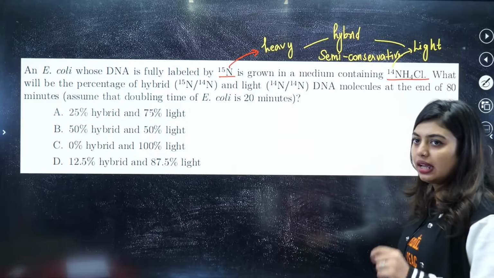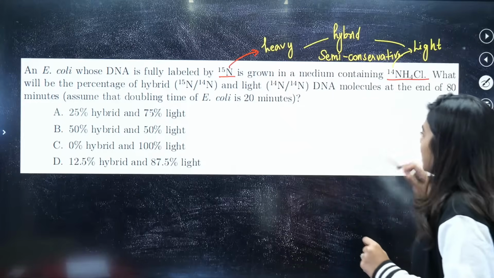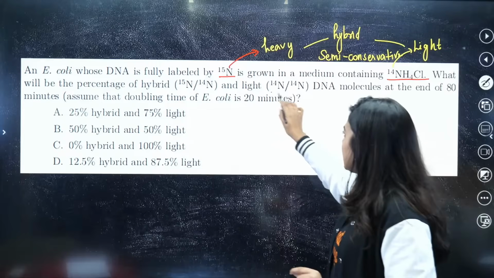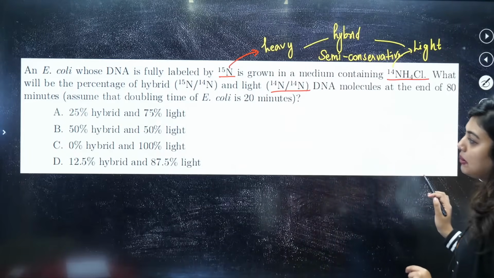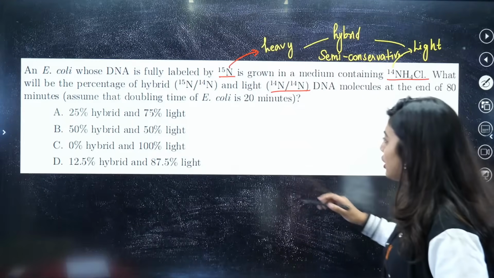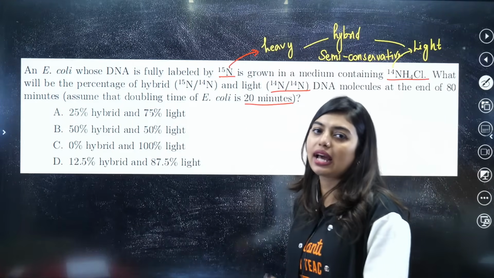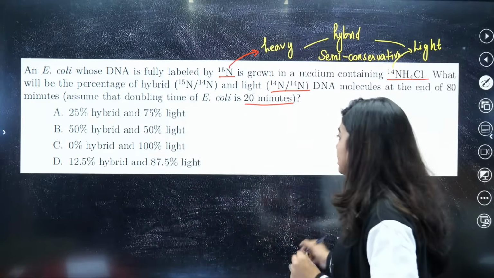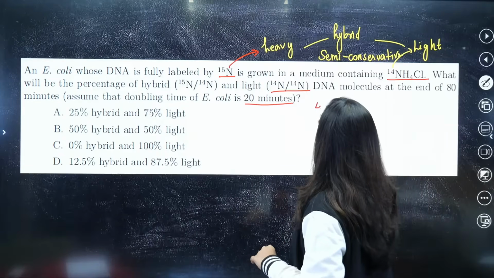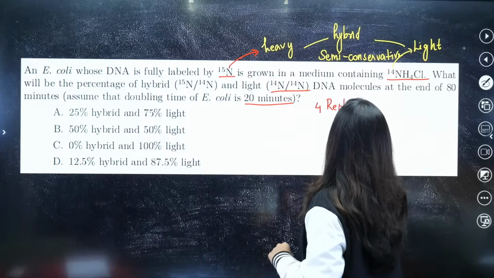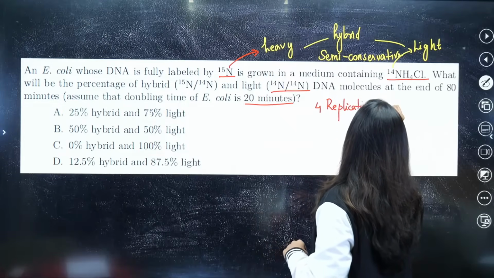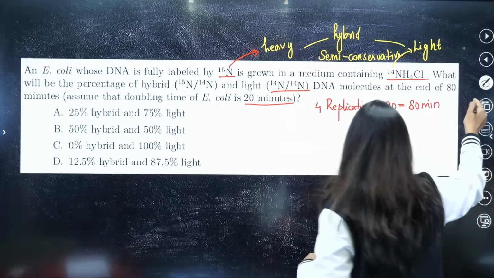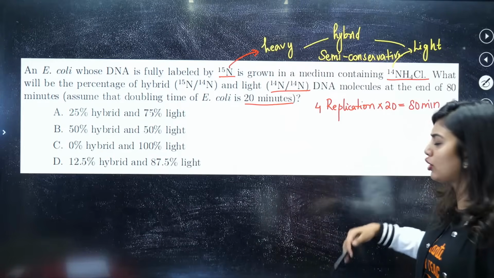Semi-conservative manner. Okay. Now, look at this. What will be the percentage of hybrid N15, N14 and light DNA, that is both N14s, DNA molecule at the end of 80 minutes? Assume that the doubling time of E. coli is 20 minutes. Always understand that in E. coli, replication happens every 20 minutes. So I know that four replications will happen in 80 minutes. 4 replications into 20 minutes will give me 80 minutes.